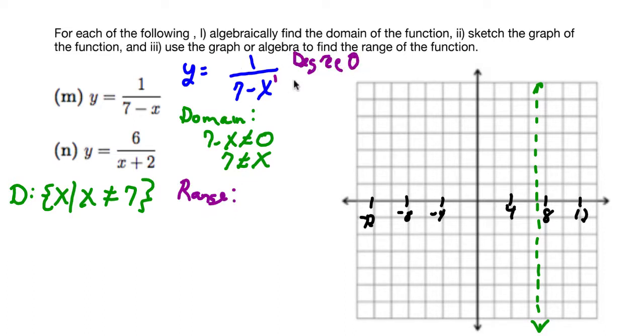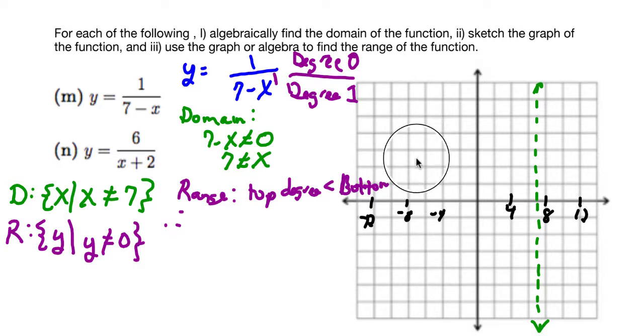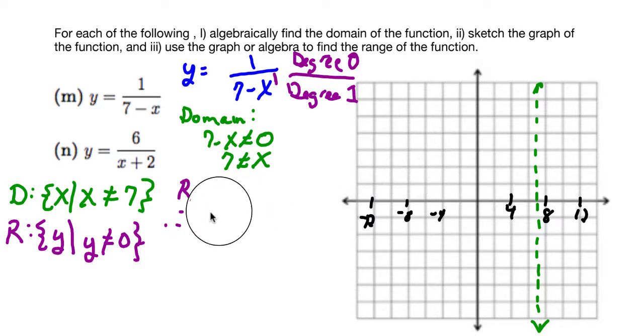I look at my degree on the top and the degree on the bottom. Since the degree on the top is less than the degree on the bottom, my range is y such that y is not equal to 0. So I have a horizontal asymptote on the x-axis. Get myself some room on my graph.